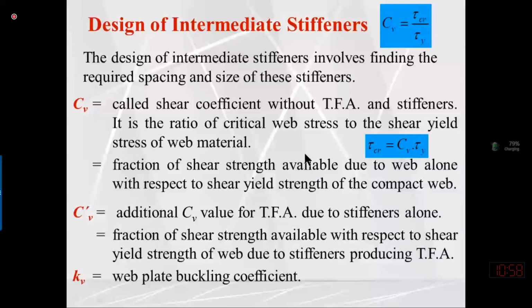This is a parameter that is used to determine the buckling strength of the web alone with respect to the shear yield strength of the web. So as compared to the shear yield strength of the web, it tells how much percentage or fraction of web buckling strength is available. And what is C_v prime? That is the additional C_v value for tension field action due to stiffeners alone.